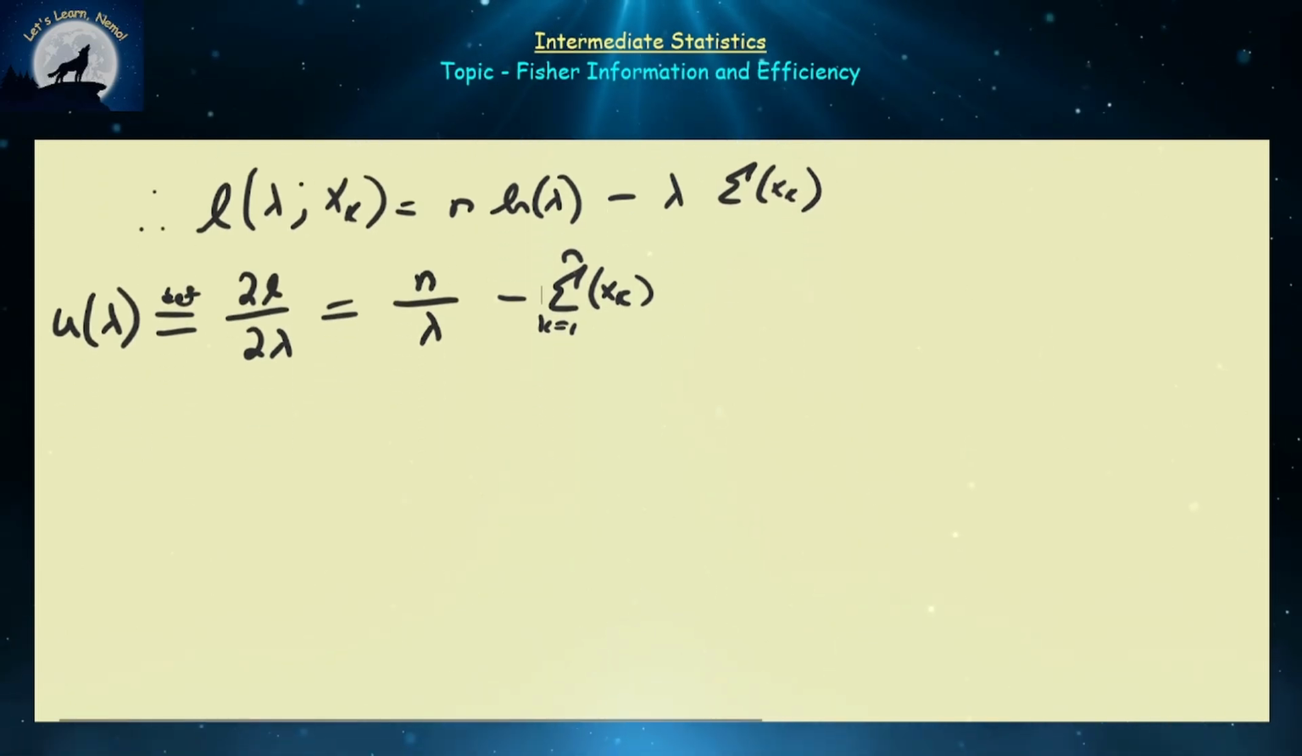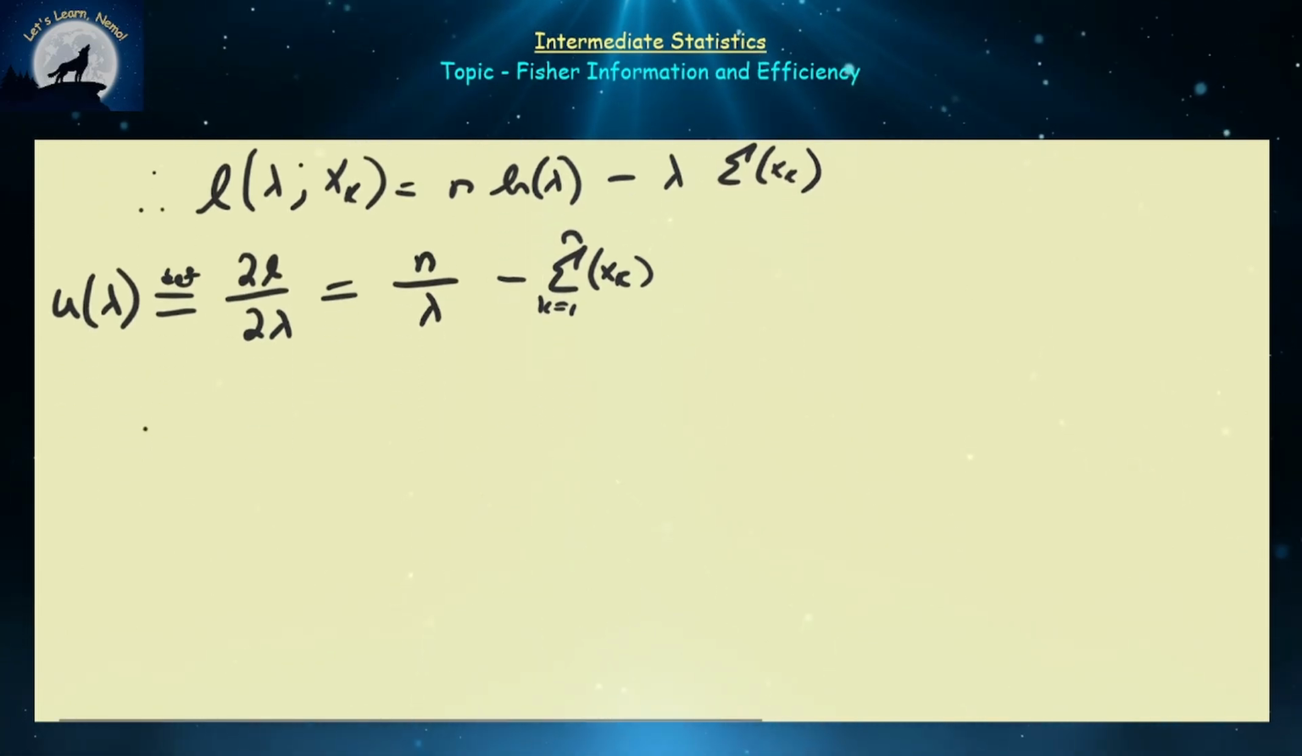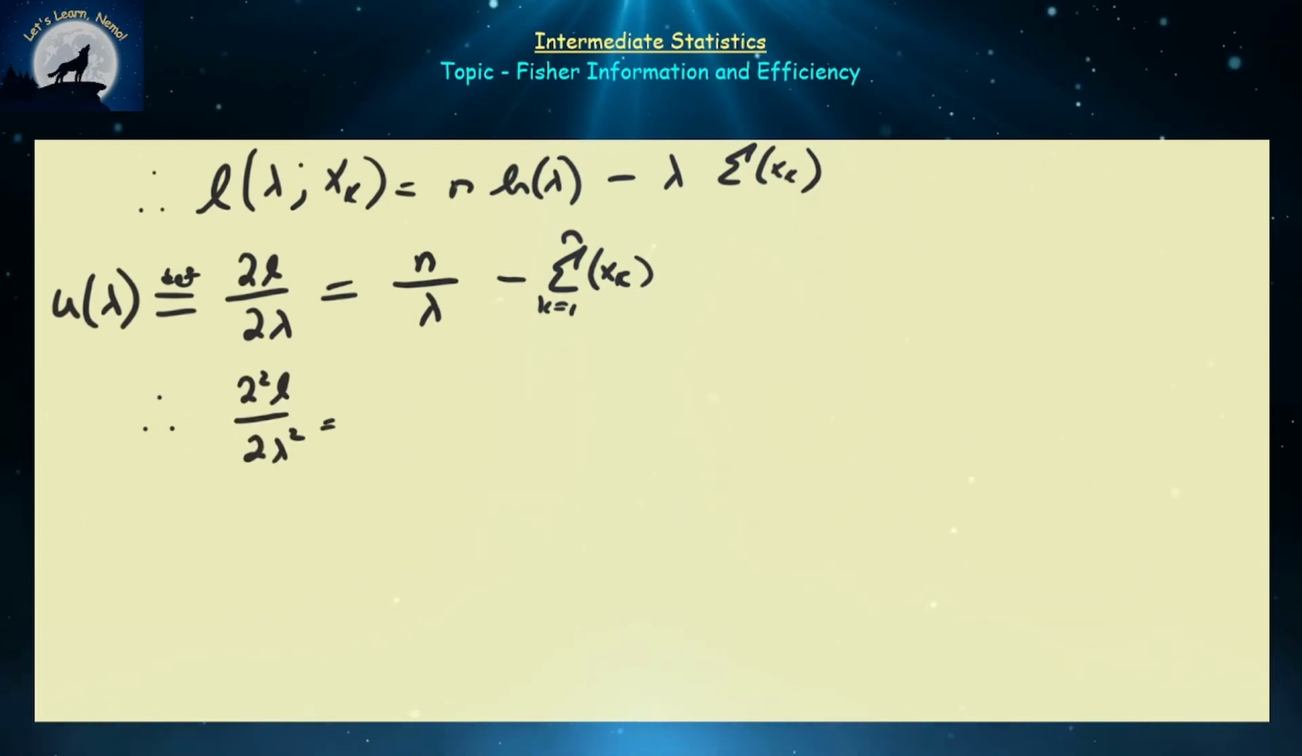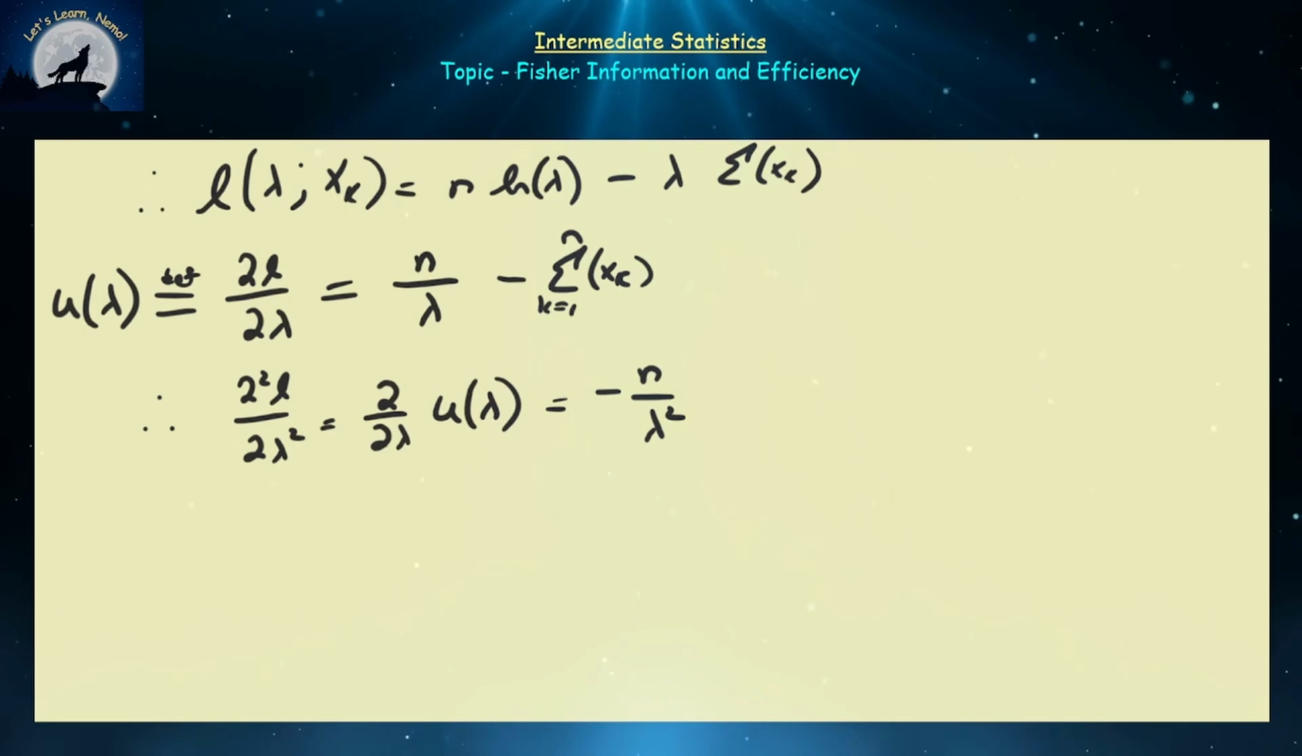But we're not going to do that. We're going to find the Fisher information. So that means we need to find the second derivative of L with respect to lambda, which in this case is the partial derivative with respect to lambda of the score function. And that's going to be equal to what? That's going to be minus n over lambda squared. That second term doesn't have any lambdas in it, so that's just a constant as far as we are concerned.